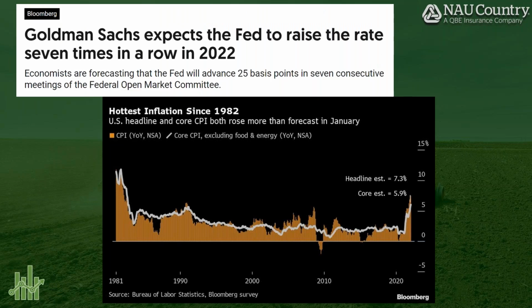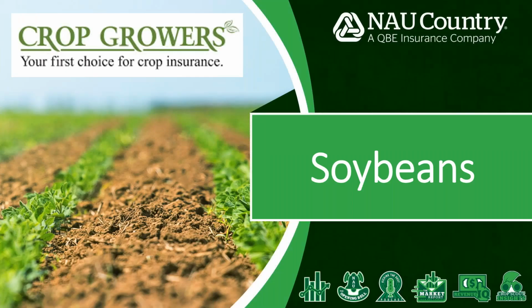But one of the other impacts on the ag sector is going to be interest rates this year. We've already seen a jump in interest rates. Goldman Sachs, this article was out last week, expecting the Fed to raise interest rates 7 times in a row here this year. Initially, we were expecting a 25-point bump in March. Some folks are now forecasting a half-point bump here in March. So we'll see, but I would certainly expect that the cost of money is going to increase here in the year ahead. So start out looking at the soybean market.